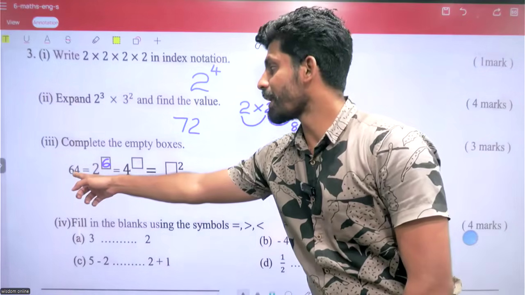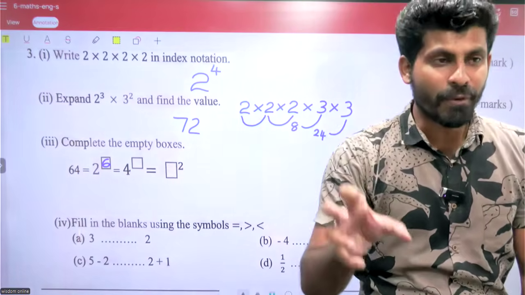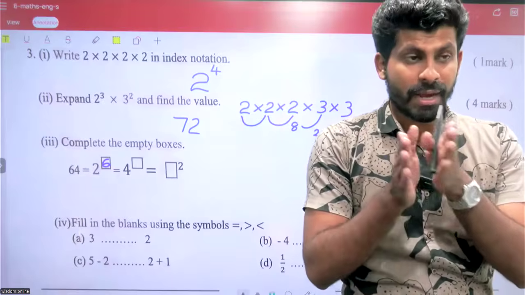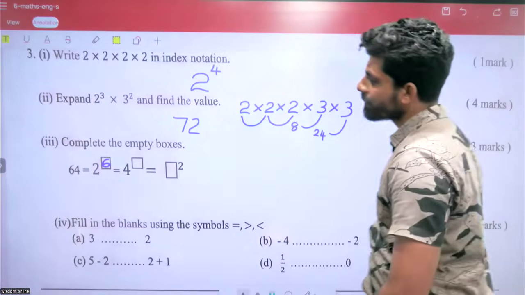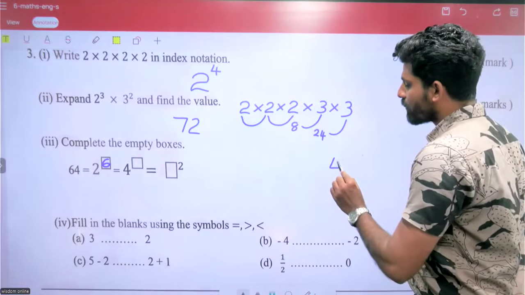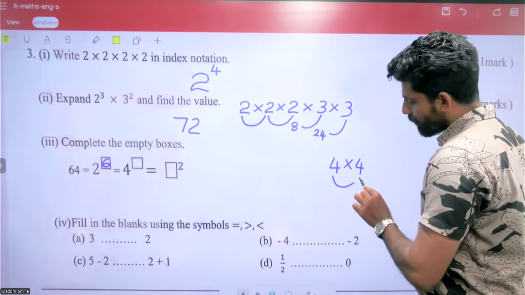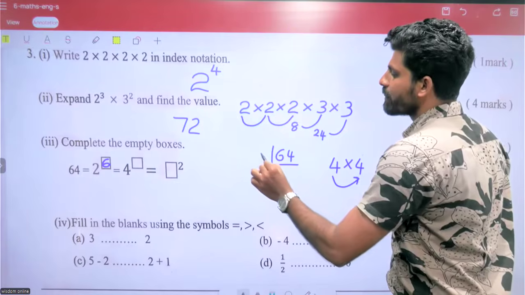Then we need to write down 64 as a power of 4. You need to divide 64 by 4. That means 4 into 4 is 16, and 16 into 4 is 64.